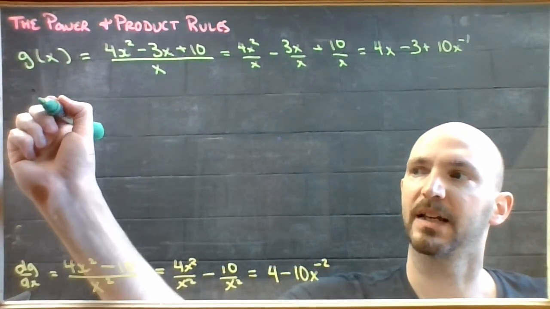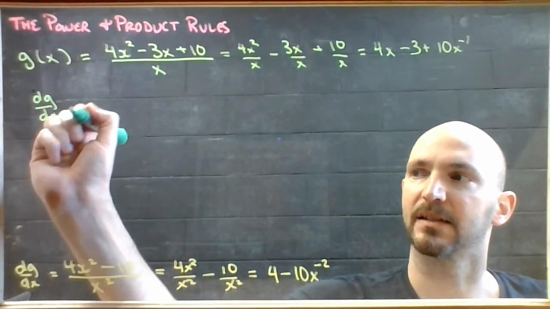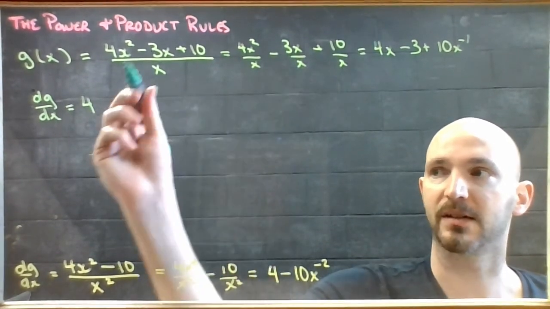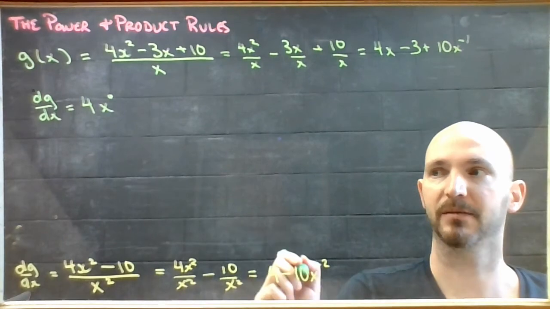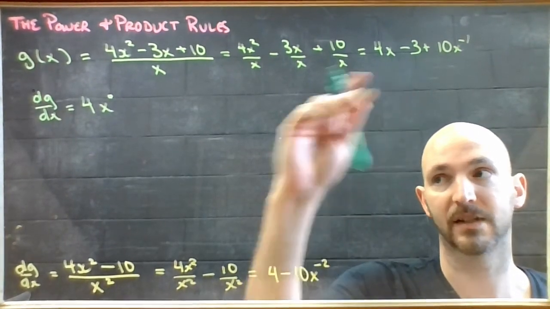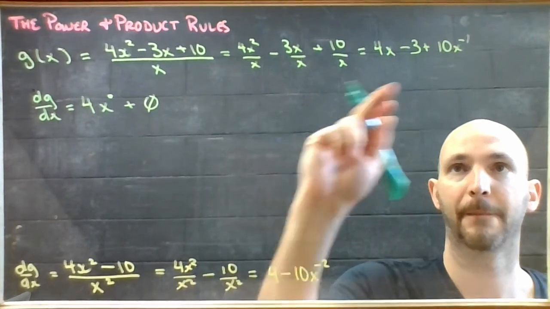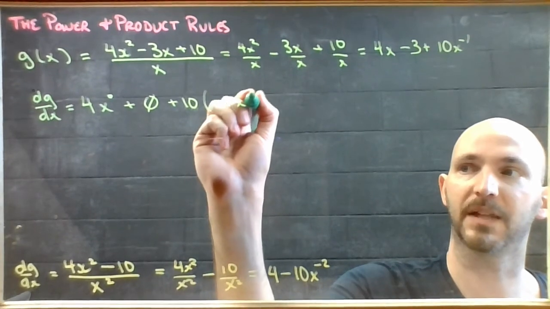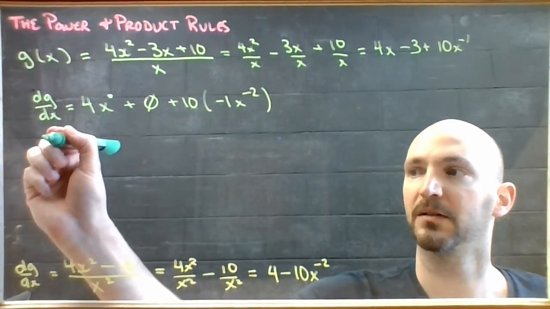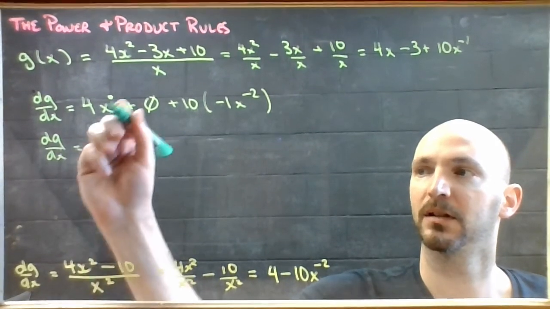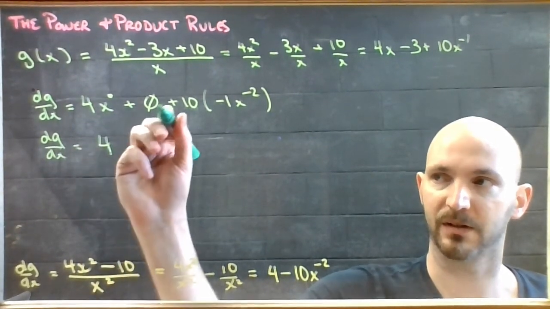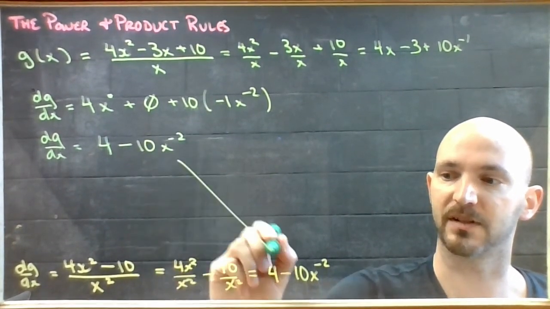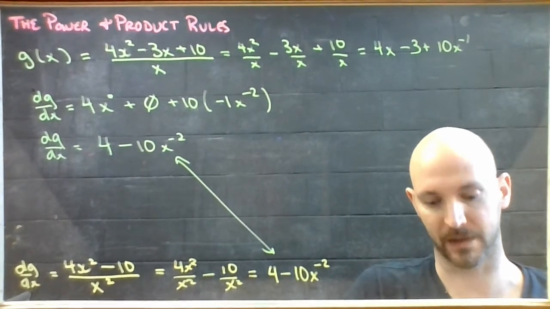So if I were to go and take its derivative, dg by dx is, well, keep the 4, bring the 1 in front, reduce the x by 1. This is a constant, so its derivative is gone. Derivative of this one would be keep the 10, bring the minus 1 in front, keep the x, drop the exponent by 1. So x to the nothing is just 4. This is negative 10x to the negative 2, which is exactly what I got the long way.